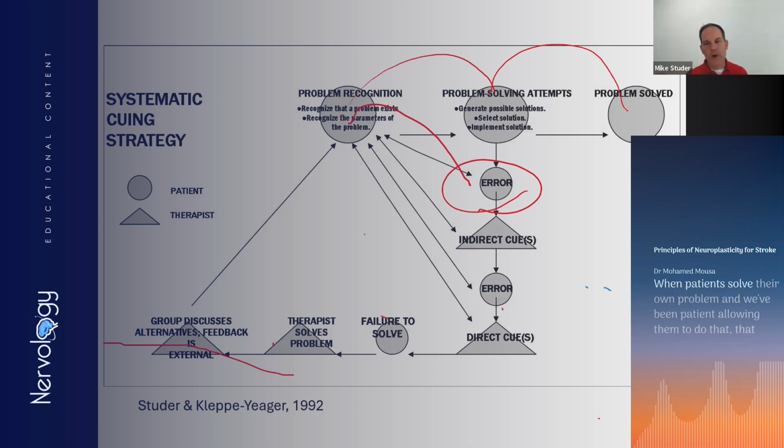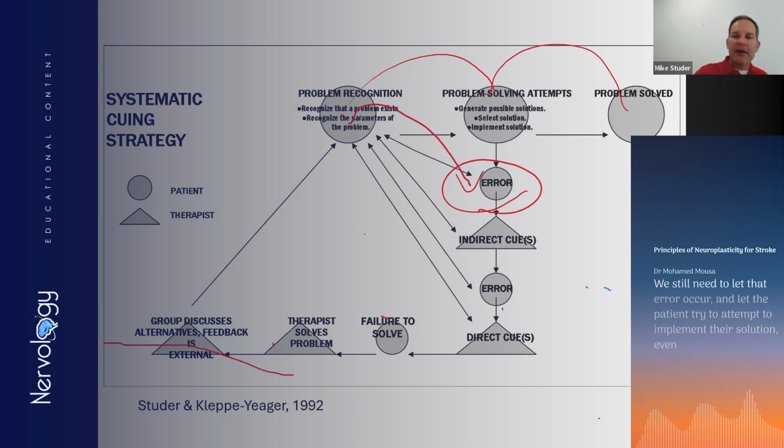When patients solve their own problem, and we've been patient, allowing them to do that, that helps them for the next effort or the next time they face that problem. If we step right in and solve the problem for them, they're unlikely to recognize it on their own in the future. So what happens when they recognize an error but implement the wrong solution? "I see that I'm turning around in circles.